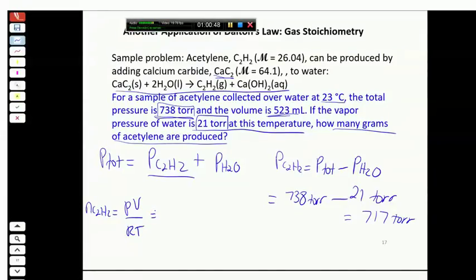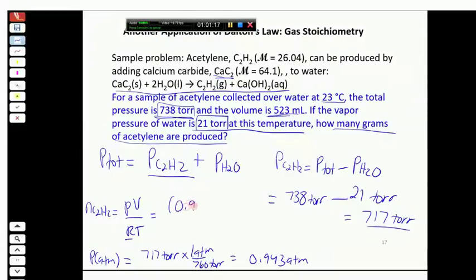And so what we have then is we need to have the pressure, though, in atmospheres because we're using the value of R. So we do have to do some conversions very often from torr to atmospheres. So if we have 717 torr as our partial pressure of acetylene, we have to convert that into atmospheres by dividing by 760. So that's 0.943 atmospheres. So that's our pressure.